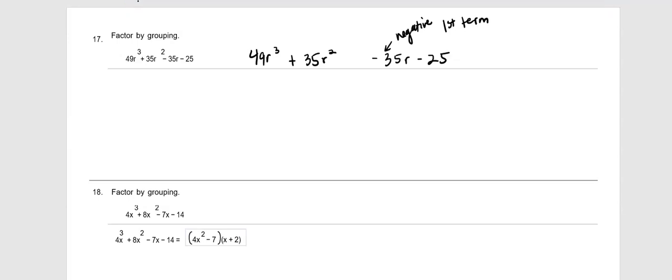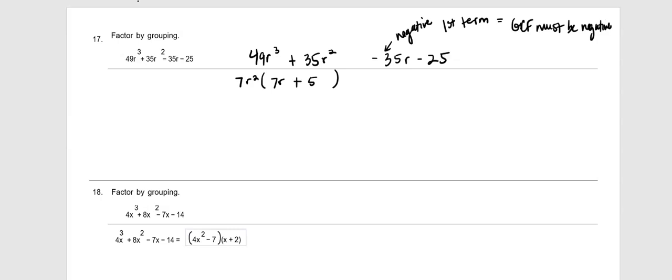Whenever the leading term of a polynomial or group of polynomials has a negative first term, then that means that the GCF must be negative. And we'll see that when we factor out this group. So for the first group, we have 49 and 35, where 7 is the largest number that divides into both, and then we're using the r squared. So 7r squared is the GCF, and when we factor out 7r squared, that leaves us with 7r plus 5.